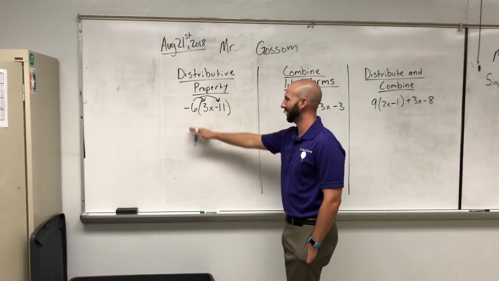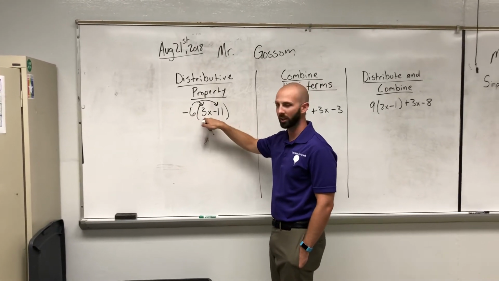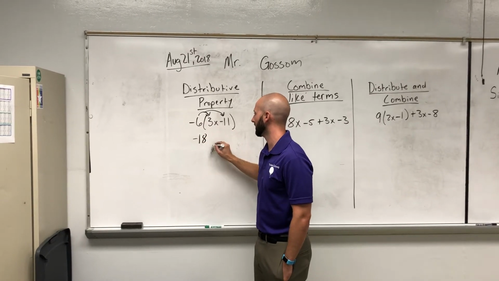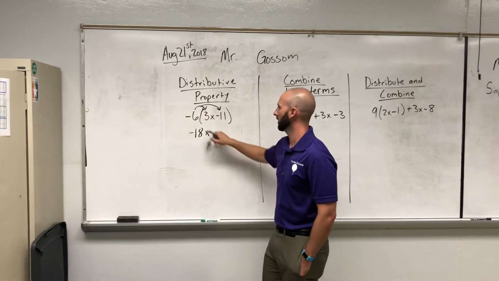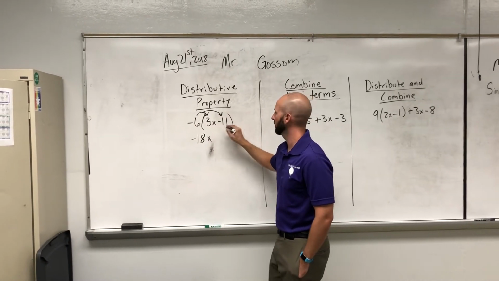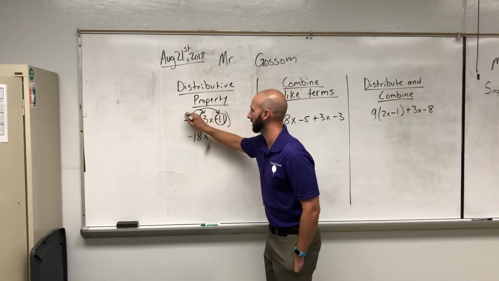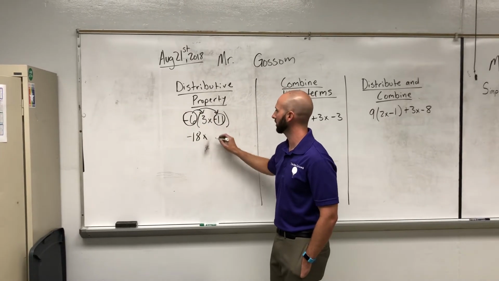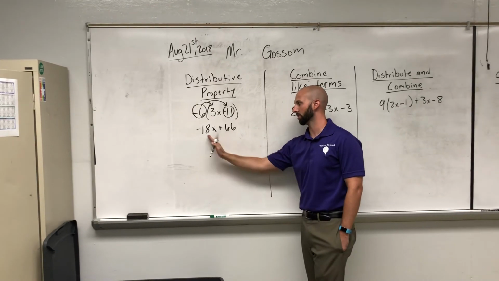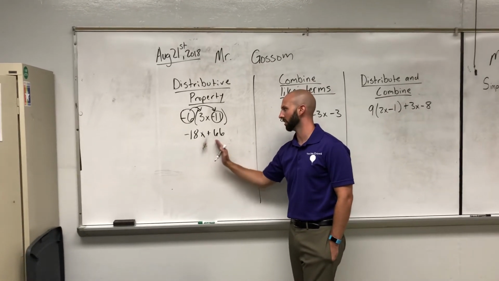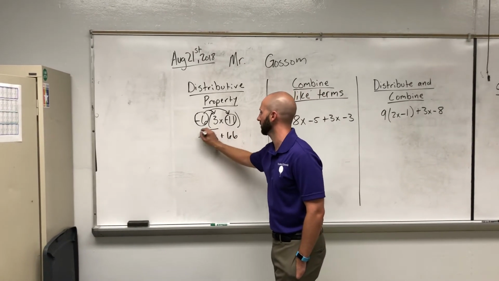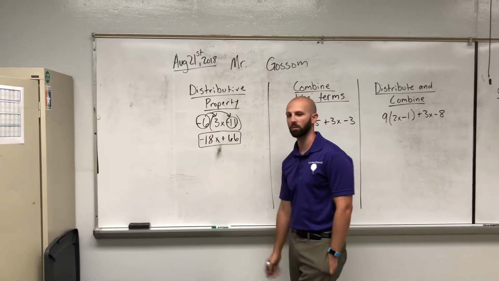So we have -6 times 3x, which is -18x. And then you have -6 times -11. So you'll have the -11 times -6, which is +66. And then these are different terms. They're not the same, so we leave them as is. And that would be the answer to that question.